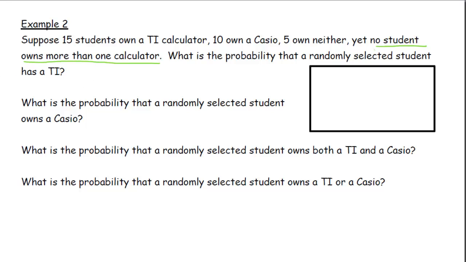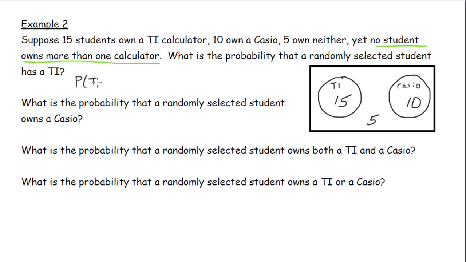Well, I know that these two groups do not overlap. So I'm going to have my TI folks over here. Then I'm going to have my Casio folks over here. So I have 15 here. I have 10 here, and then I have 5 folks out here that didn't purchase either. Here we have a total of 30 students. So the probability that a student has a TI calculator, well, that's going to be 15 out of 30, which is a half.